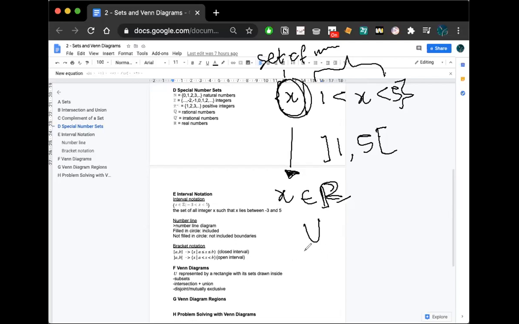Okay, so other than the mathematical way to express notations, there's also the graph way, the more visual way to express it, which is called a number line.